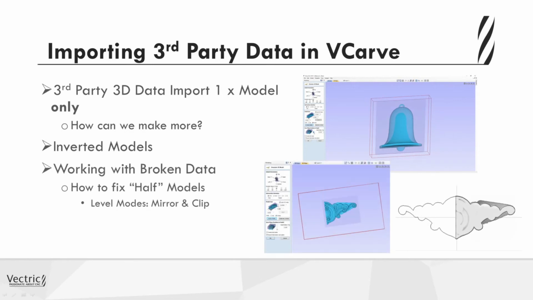Finally, we'll finish off with a demonstration on how to deal with broken data. I will import a scanned model that is missing part of the model itself, and so we're going to look at ways of fixing that, making use of some of the level property tools. So let's take a look at that in the software.